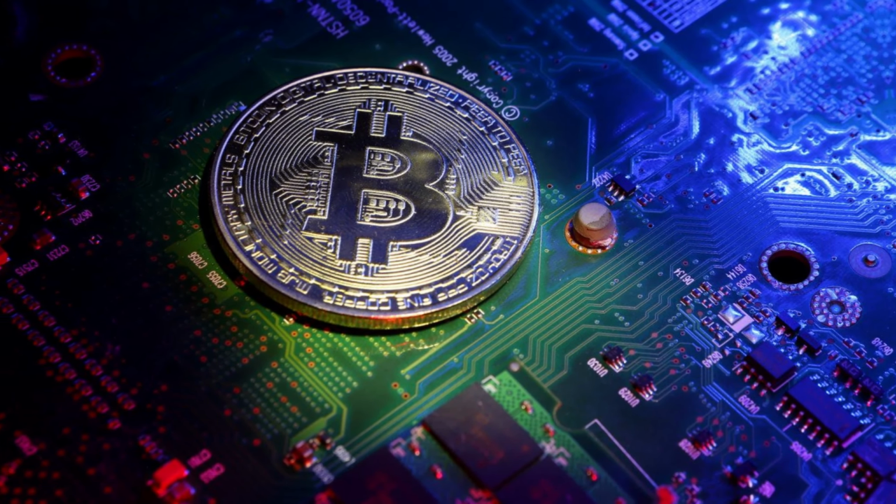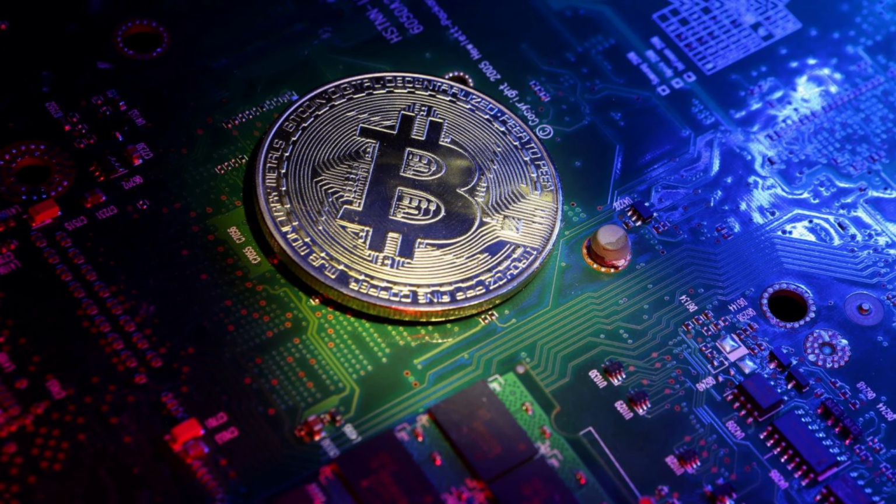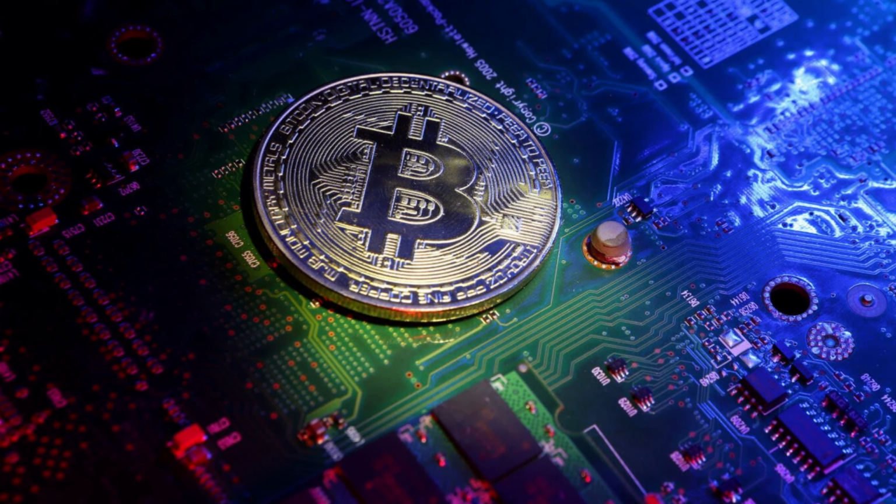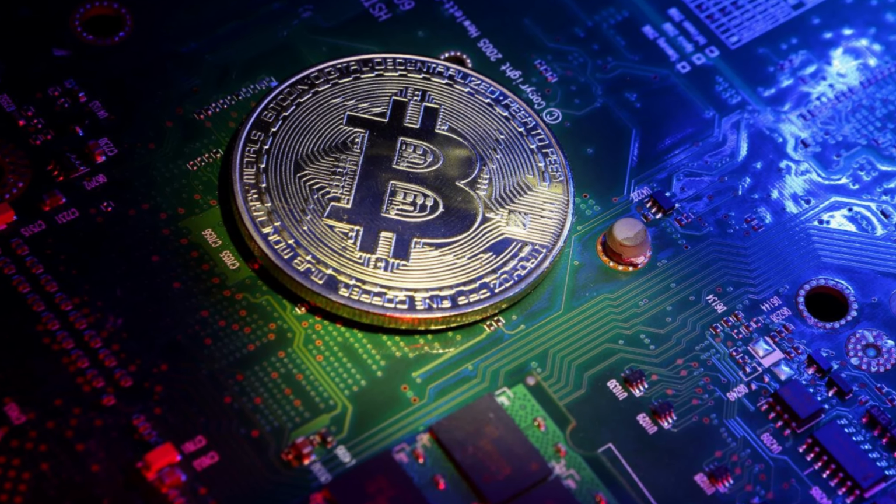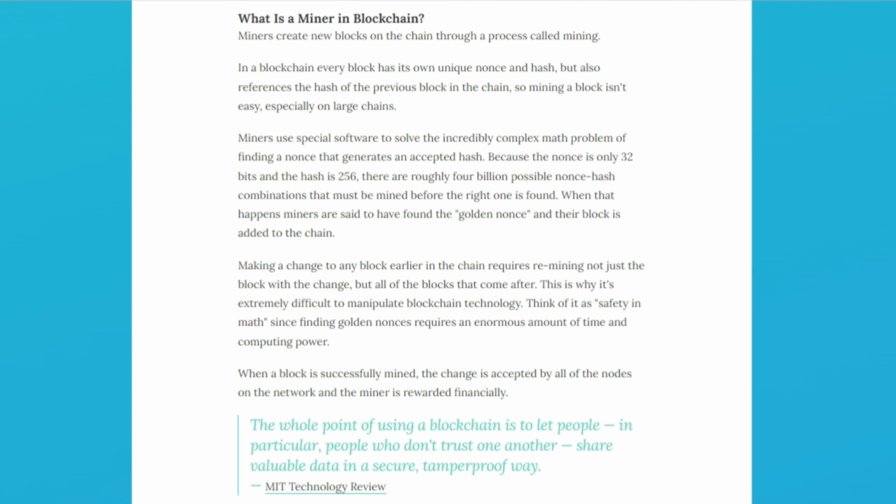What is a miner in blockchain? Miners create new blocks on the chain through a process called mining. In a blockchain, every block has its own unique nonce and hash, but also references the hash of the previous block in the chain, so mining a block isn't easy, especially on large chains.